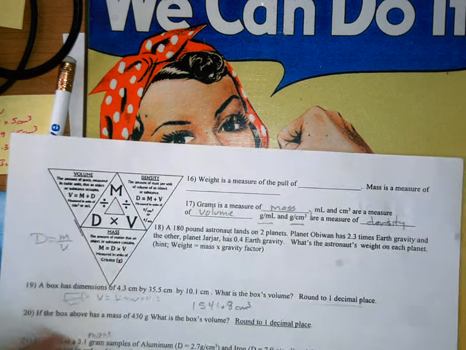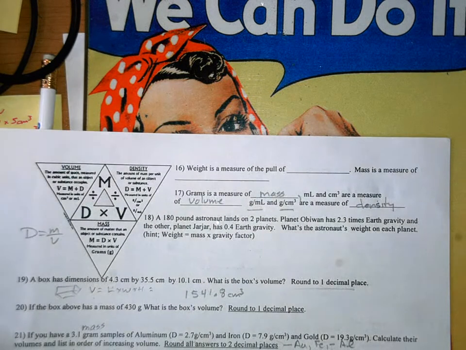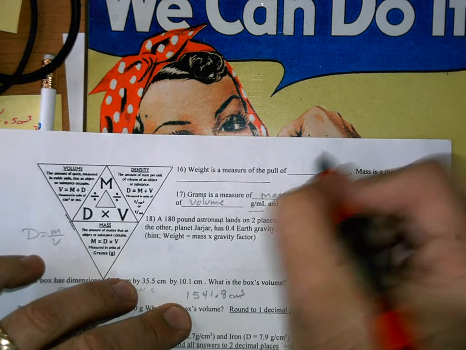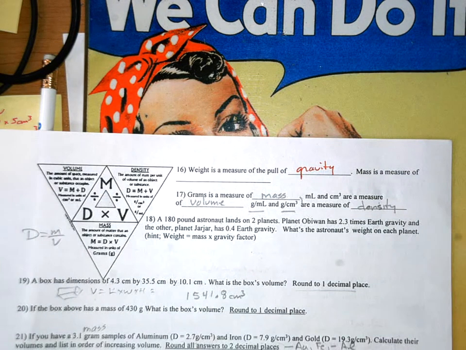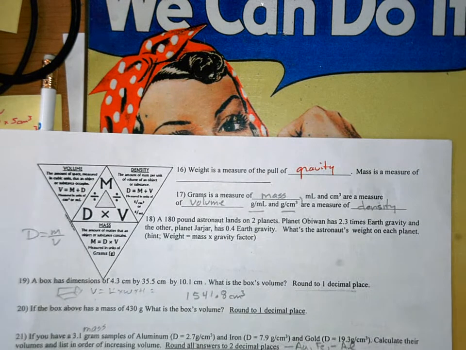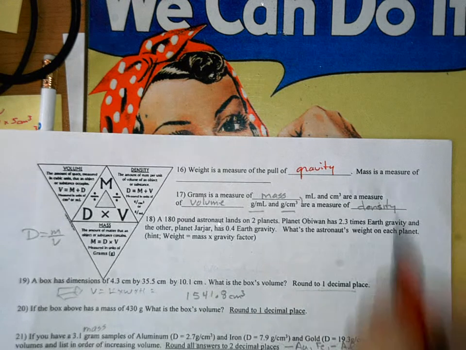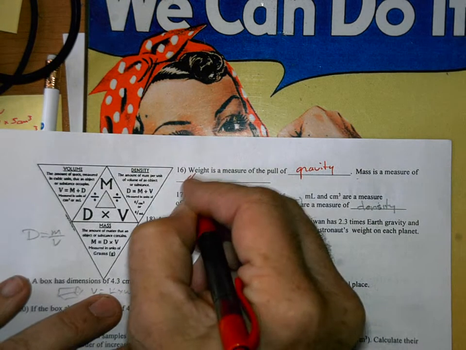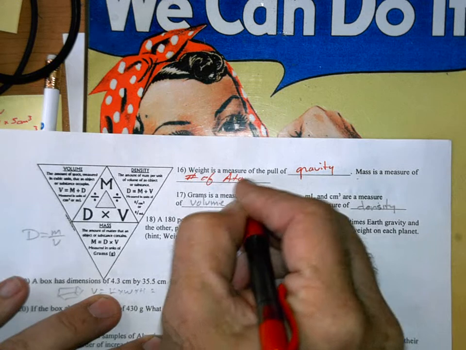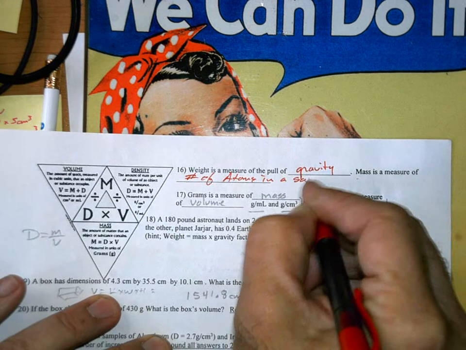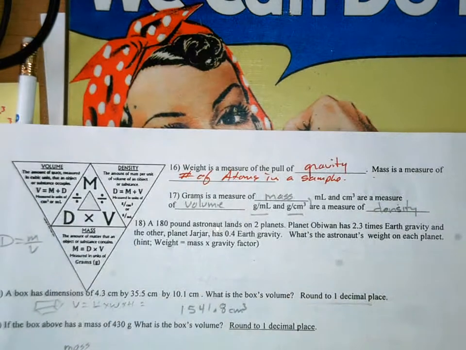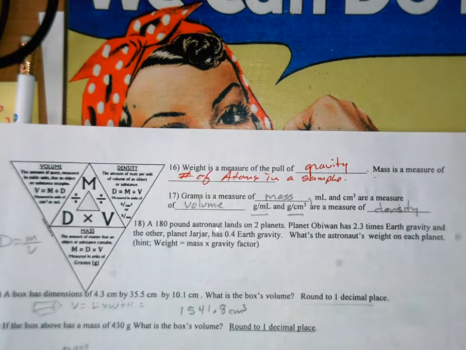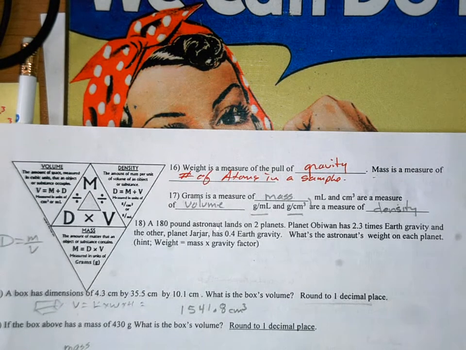So we're on the top over here, number 16. Weight is a measure of the pull of gravity. If you're on a very massive world like Jupiter, it has much more mass. Its mass will pull with a greater amount of force, and that's gravity. Mass is a measure of the number of atoms in a sample or in something. So an astronaut goes to the moon, they still have the same number of atoms, their mass doesn't change, but the moon is so much smaller than the Earth in mass that it can't pull on the astronaut as strongly.